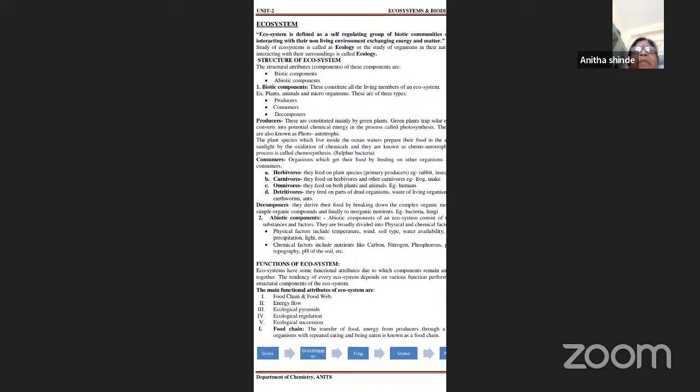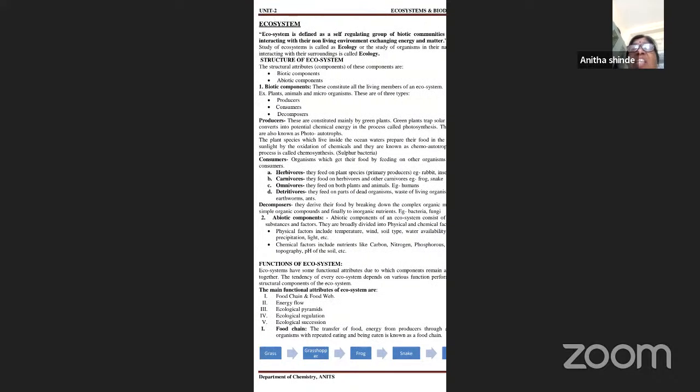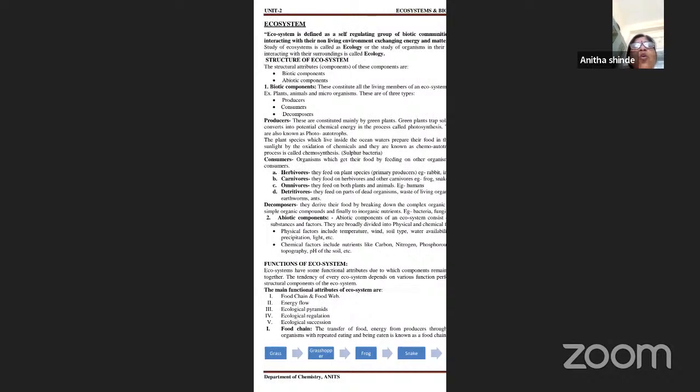So ecosystem can be defined as a self-regulating group of biotic communities of species interacting with their non-living environment and exchanging the energy as well as matter. We can call this ecology, or the study of organisms in their natural home interacting with their surroundings. Coming to the structure of an ecosystem, what are the different structural components of this ecosystem?